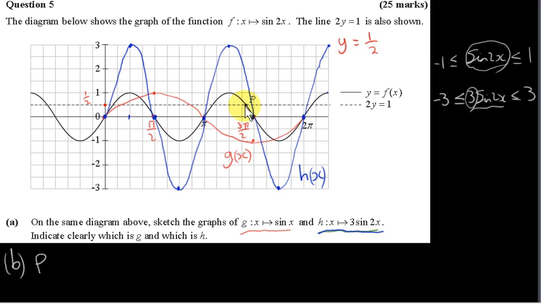Now, in the next question, we are interested in the coordinates of the point P. The point P is a point of intersection between the line 2y equals 1, or y equals 1/2, and the function sine 2x.